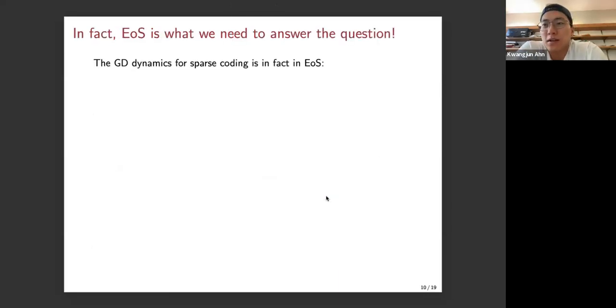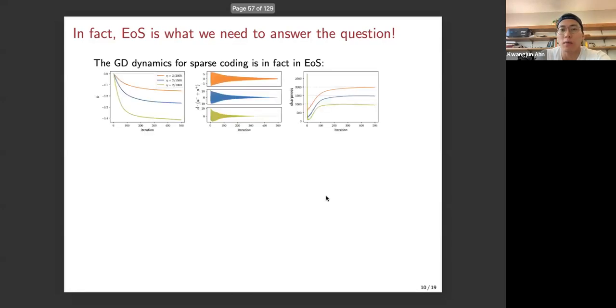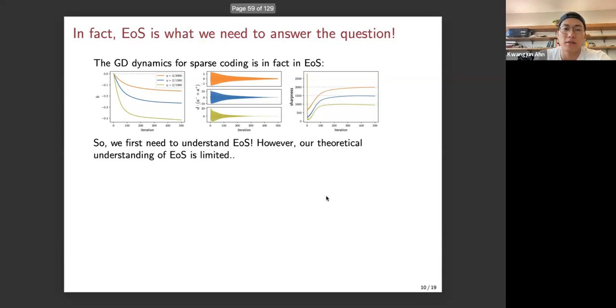It turns out this edge of stability phenomenon that was observed in the empirical work of Cohen et al. is actually what we need for understanding the sparse coding problem, because whenever we see this bias decreasing with this unstable dynamics of oscillation, we also do see sharpness going up and saturating at the threshold. So we first need to understand training dynamics of edge of stability in order to understand what's going on with this large step size phenomenon. However, our theoretical understanding of edge of stability is limited. In particular, the work by Cohen et al. is empirical.